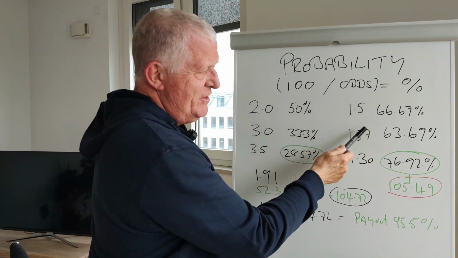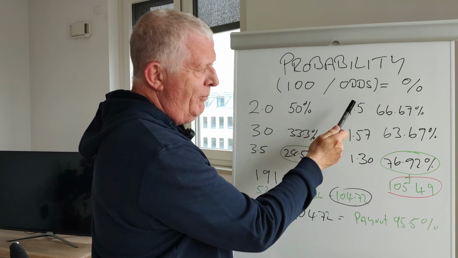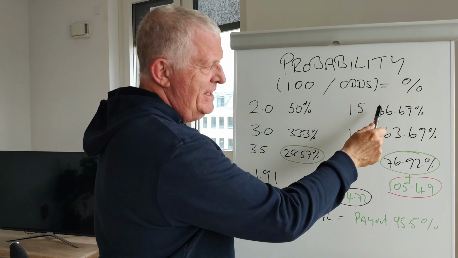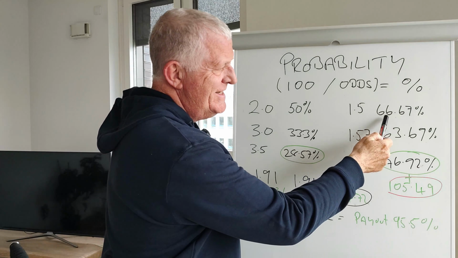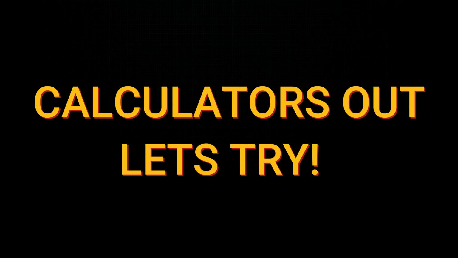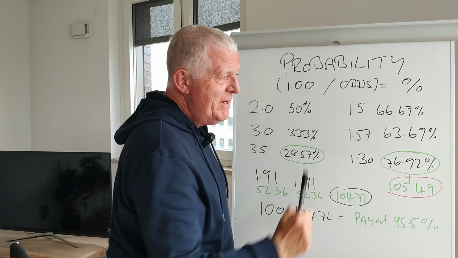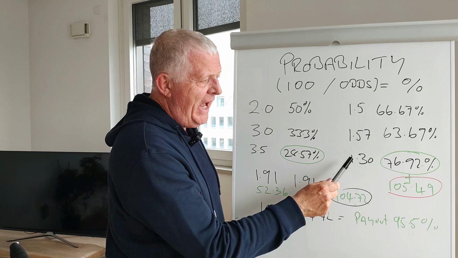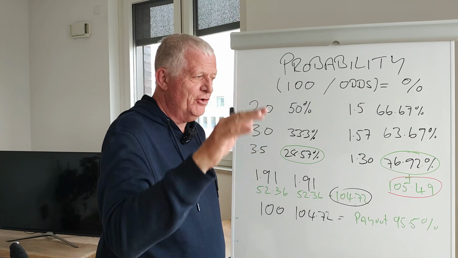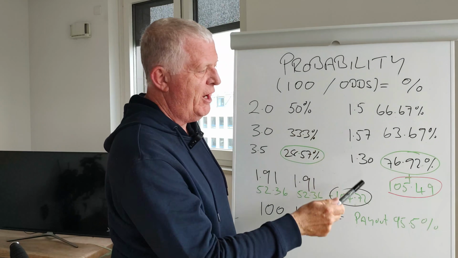And then if we went to the odds on, you would see 1.5, you divide that, and it's going to be more than 50%, obviously. So it's 66.67%. The 1.57 that we used earlier would be 63.69%, and the 1.3, if you put this into your calculator, 100 divided by 1.30 is 76.92%.